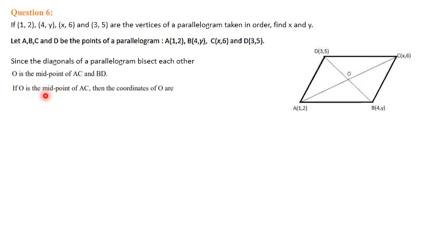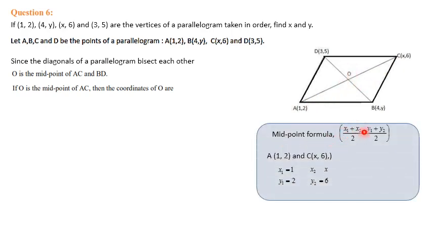First case, if O is the midpoint of AC, then the coordinates of O: by using AC, we have to calculate O. O is the midpoint. The midpoint formula we know, (x1 + x2)/2, (y1 + y2)/2. I am taking first AC. So from A, I can write x1 is 1, y1 is 2. From C, I can write x2 is x, y2 is 6. Apply the rule here, that is (x1 + x2)/2. x1 is 1 plus x, so (1 + x)/2. Then y1 plus y2.